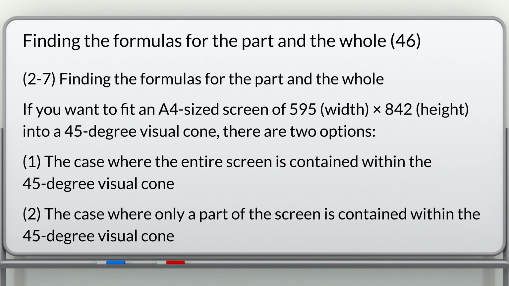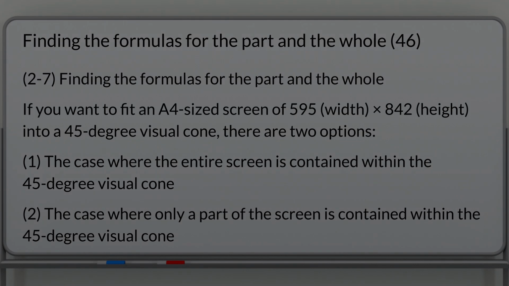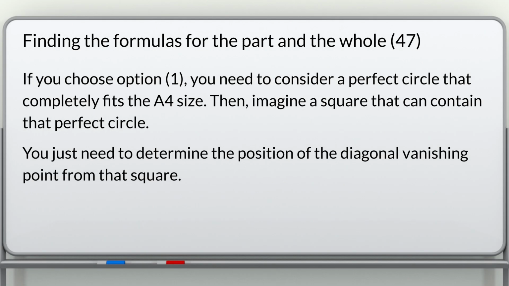If you want to fit an A4-sized screen of 595 x 842 into a 45-degree visual cone, there are two options. 1. The case where the entire screen is contained within the 45-degree visual cone. 2. The case where only a part of the screen is contained within the 45-degree visual cone. If you choose option 1, you need to consider a perfect circle that completely fits the A4 size. Then, imagine a square that can contain that perfect circle. You just need to determine the position of the diagonal vanishing point from that square.